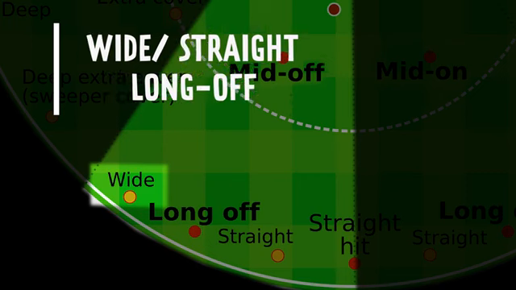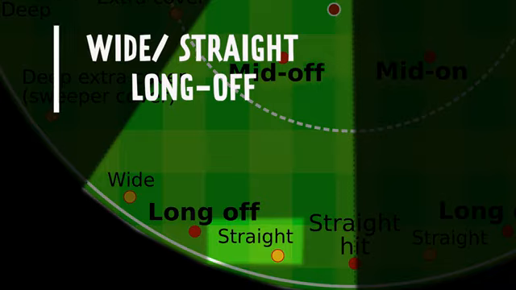Long off towards the cover region is said to be wide long off, and when it is moved towards the pitch line, then it becomes straight long off.